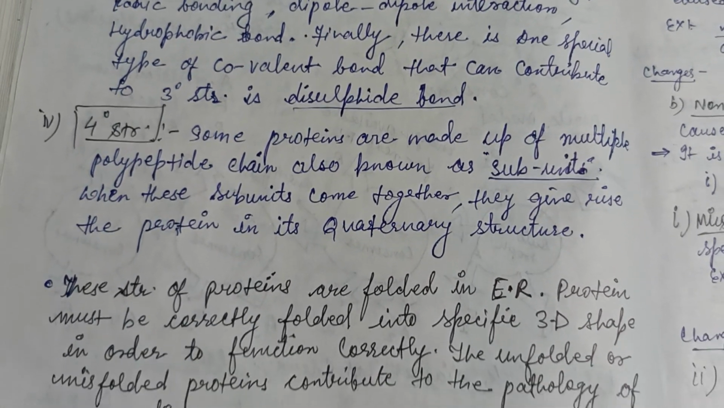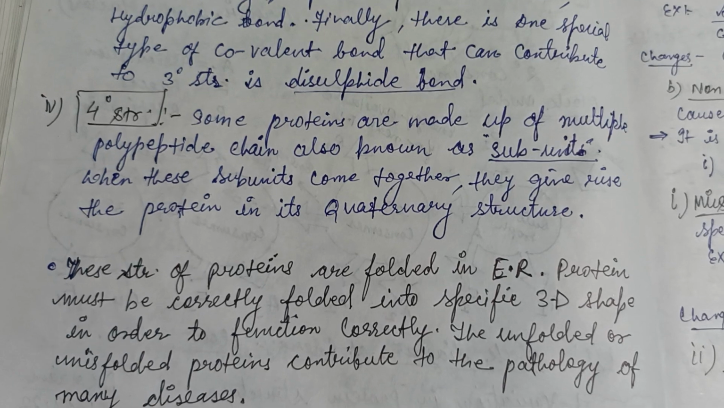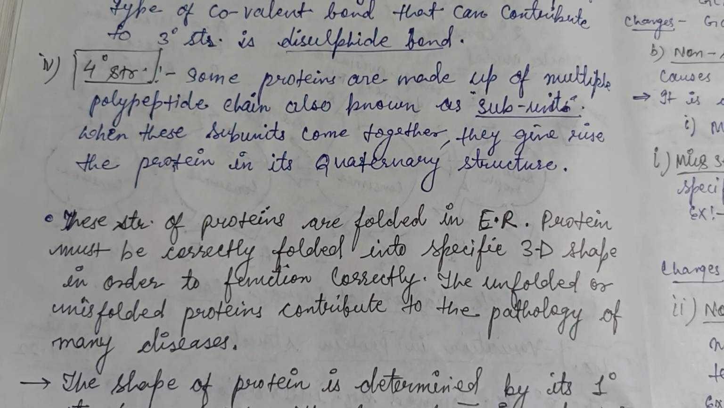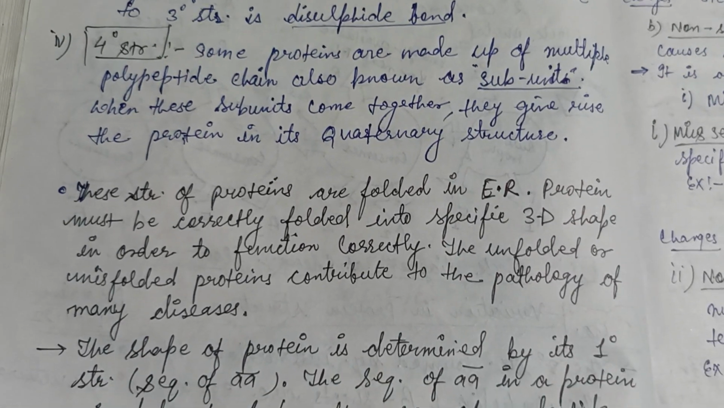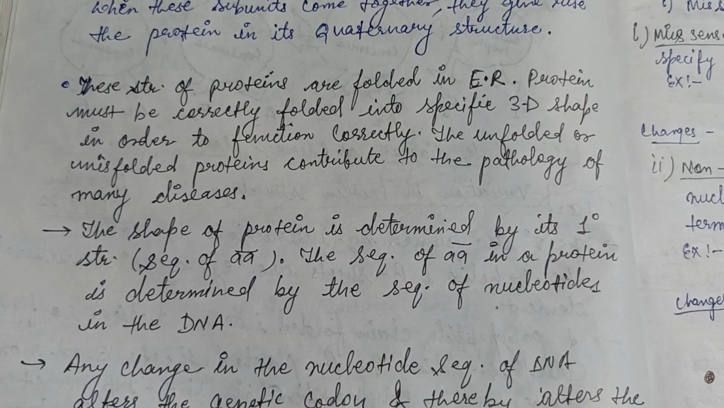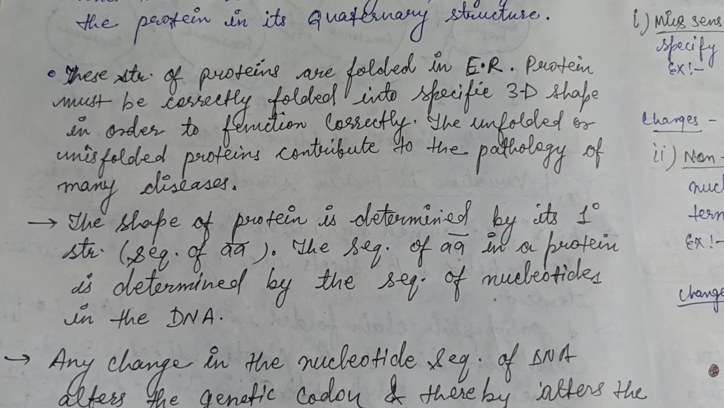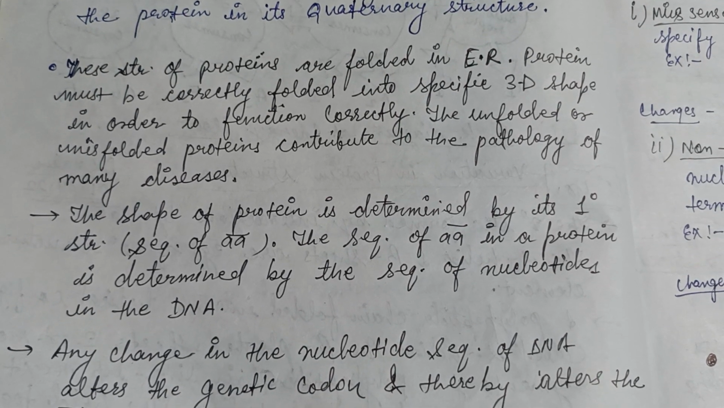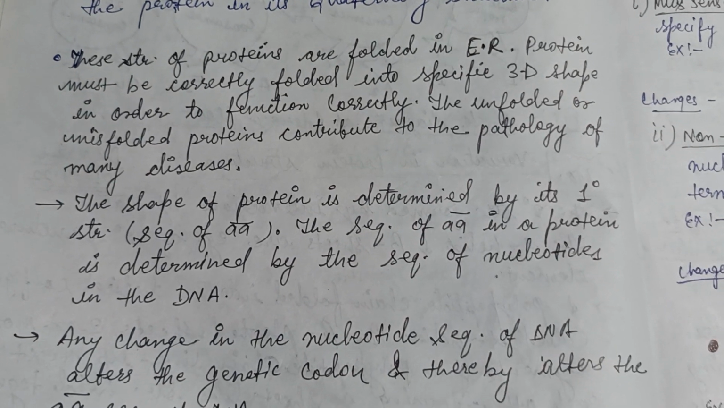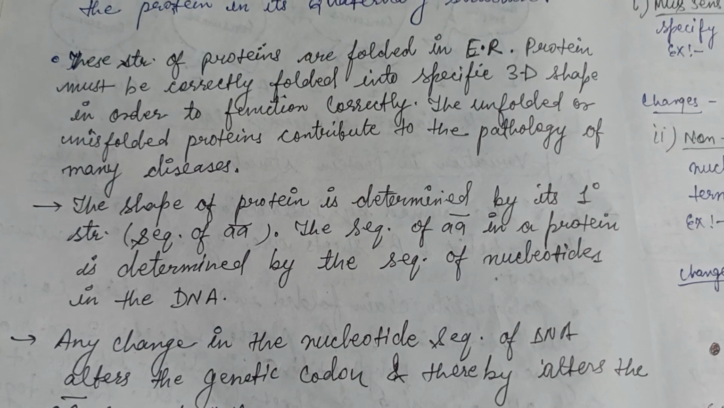The fourth one is the quaternary structure, in which multiple polypeptide chains, also known as subunits, come together. They give rise to the protein and its quaternary structure. The proteins are folded in the endoplasmic reticulum into a specific 3D shape. In order to function correctly, unfolded or misfolded proteins contribute to the pathology of many diseases.